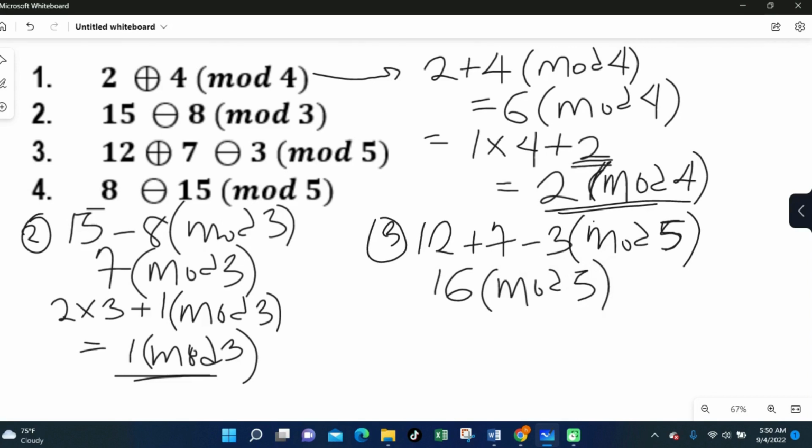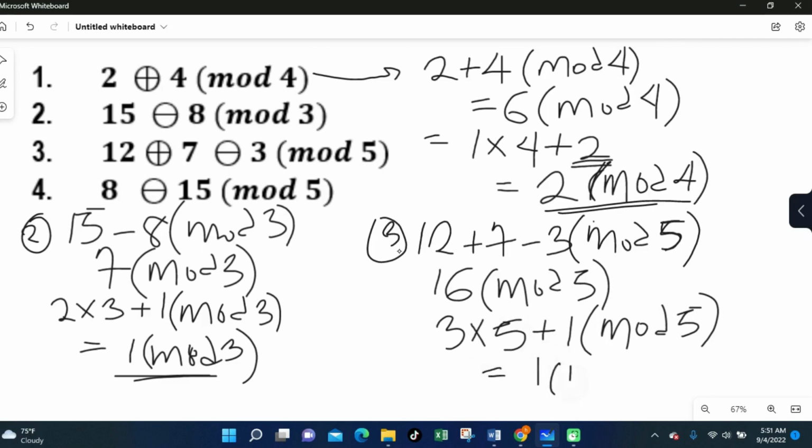Now I want to simplify 16. If we simplify 16, 3 times 5 will give us 15, plus 1 will give us 16. So 1 remains the remainder. If you are confused about how we went about doing this, I want you to watch the introduction section of this video on modular arithmetic. So this will give us finally our solution, 1 mod 5, and that will be the solution to this question.